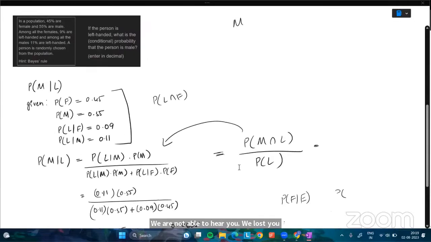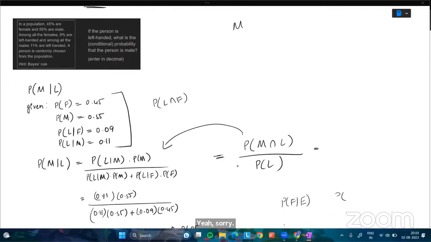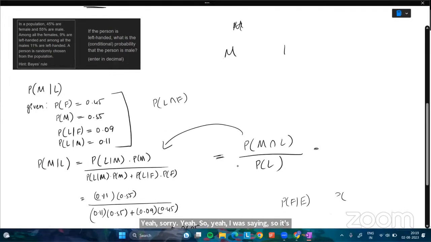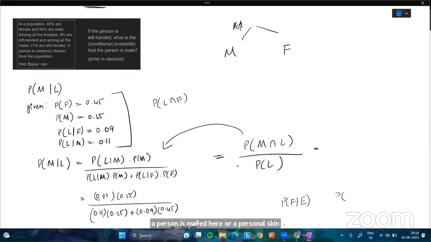Yeah, so I was saying, either a person is male here or a person is female. These two are disjoint, and there are no other states. So either this will happen or this will happen. So that's another way of saying M complement is equal to F. M complement basically means everything that is not M, right? So everyone who is not male is female. So M complement is equal to F. So here you can say M complement is that.